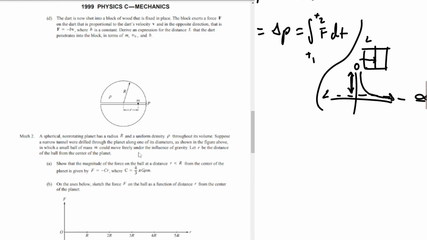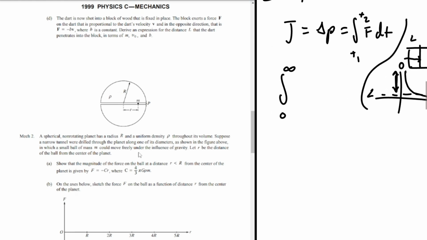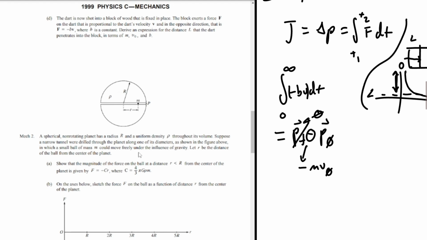So knowing that, we're going to take the integral from 0 to infinity of negative bv, because that's F, dt, right? That has to equal the change in momentum, which is momentum final minus momentum initial. Well, the momentum at the end has to be 0, right? Because it eventually stops. So the momentum initial has to be negative mv naught. This negative just translates here.